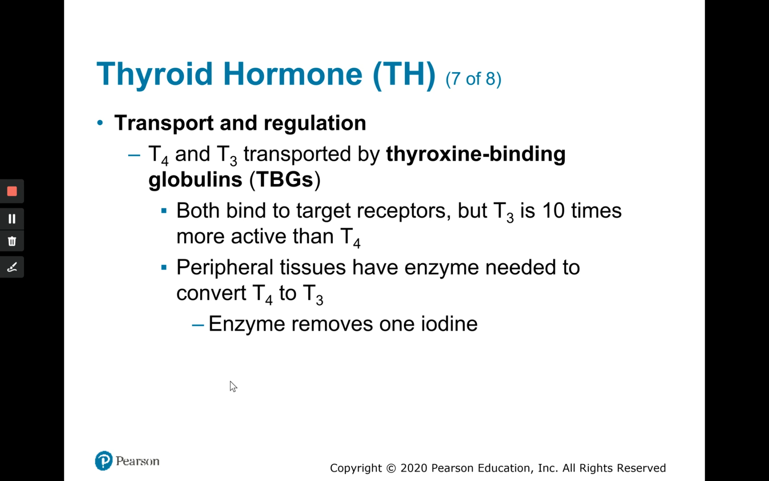So, transport and regulation of thyroid hormone. We know it's transported in the blood, but T4 and T3, since they act like lipid-soluble hormones, must bind to helpful plasma proteins in order to be transported. So T4 and T3 are transported by thyroxine binding globulins, or TBGs. They both bind to target receptors, but again, T3 is 10 times more active than T4, so a lot of T4 is converted to T3 at those peripheral tissues. This does require an enzyme, but it's an enzyme that often is present at peripheral tissues. And the enzyme generally removes one iodine, and that makes sense since we're moving from T4 to T3.